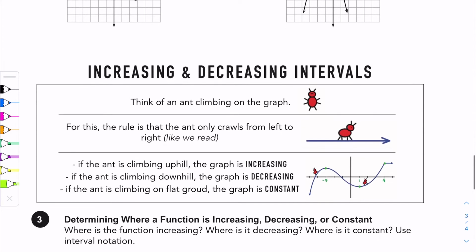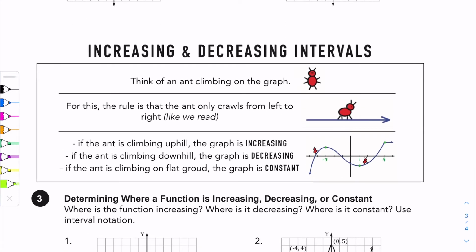And lastly, let's take a look at increasing and decreasing intervals. So I just typed up this quick graphic and I used an ant. You can think of anything, I just had the graphics for an ant. So I said, think of an ant climbing on a graph. For this rule of increasing and decreasing, know that the ant can only crawl from left to right, kind of like how you would read a book. You would read from left to right.